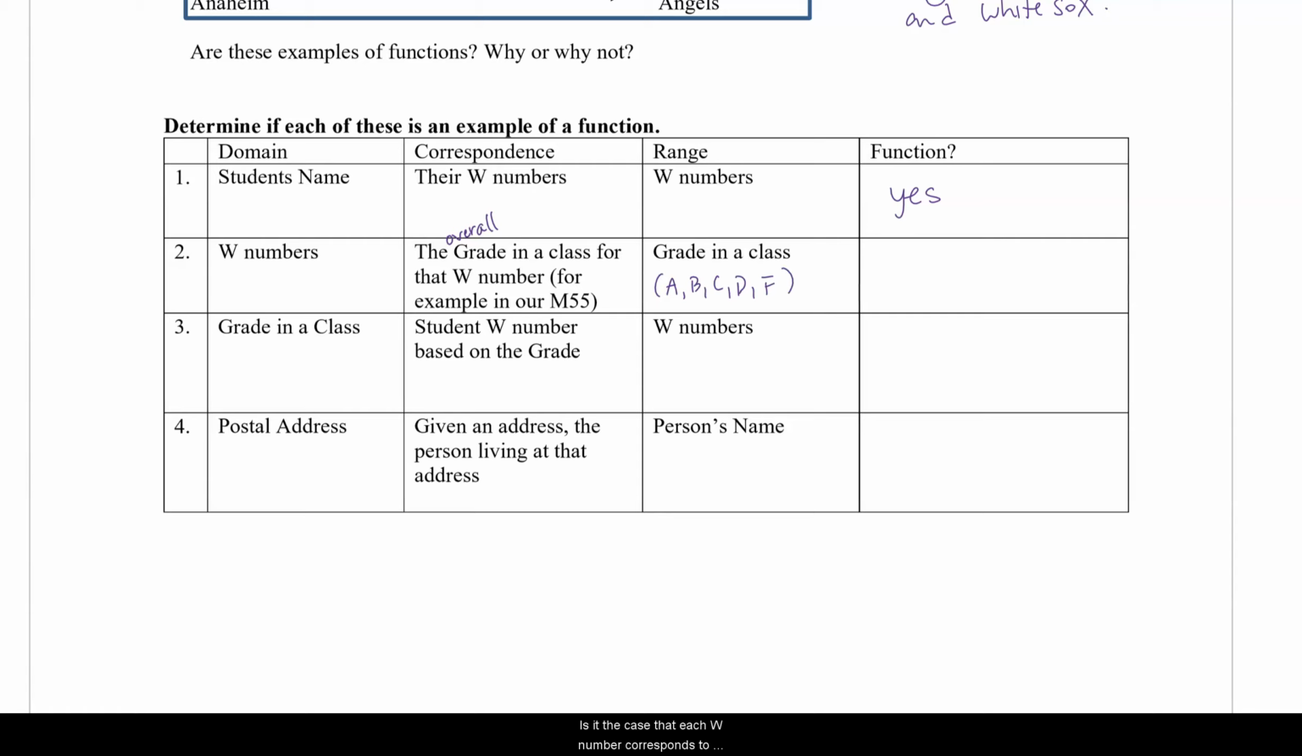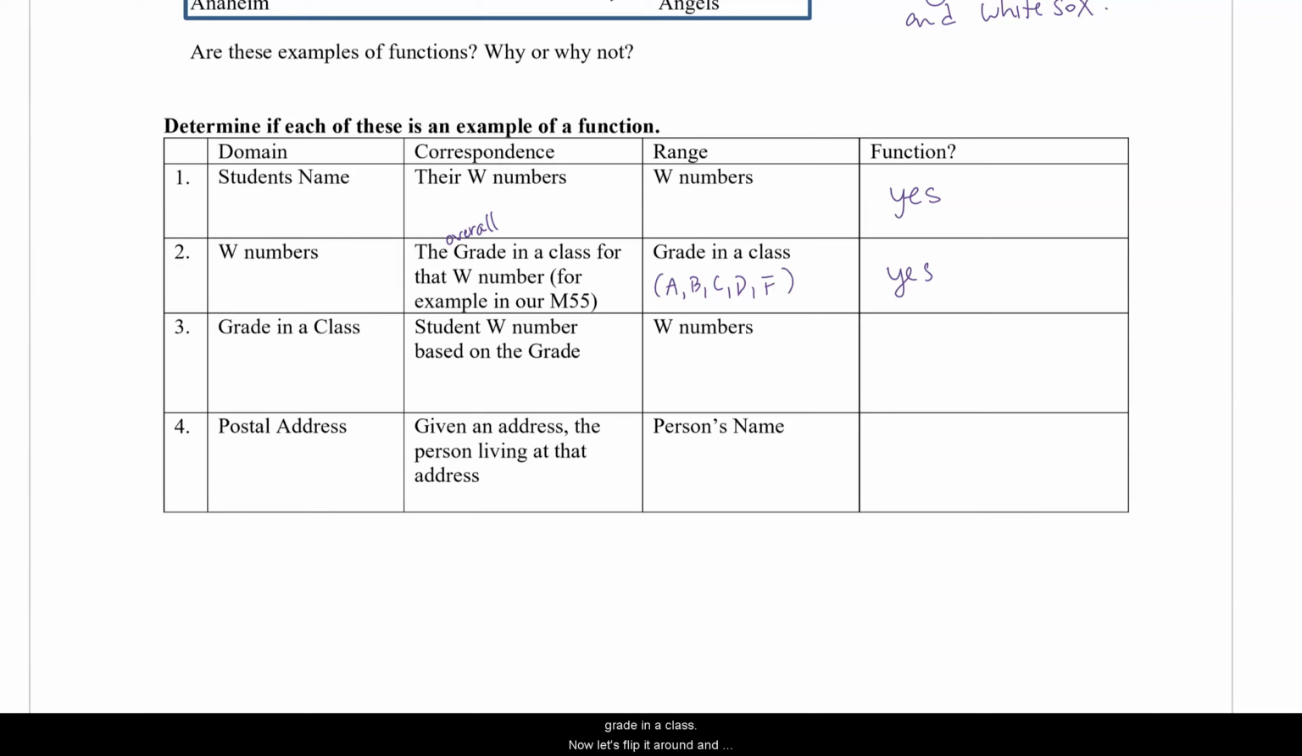Is it the case that each W number corresponds to exactly one grade in one class? Right, so we're identifying one class. Is it the case? Well, by the end, you only get one grade, one letter grade. So this one could be a function. Again, there's a situation, if you retake a course, you could improve your grade. If you scored a D or an F in a previous semester, you can retake it for a better grade. But those are specific cases. Let's just talk about first time around grade in a class.